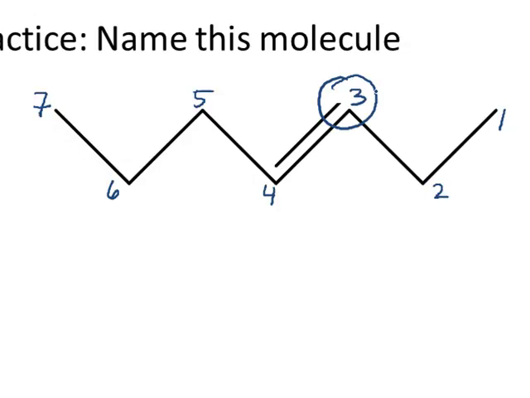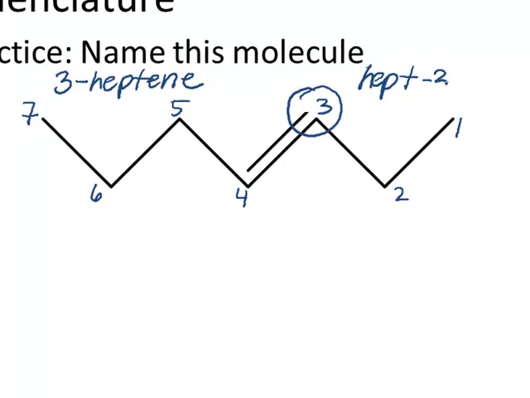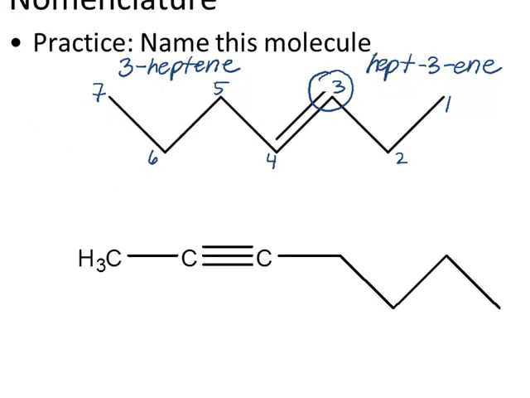And it's my choice how to actually write out the name. One option is to call this 3-heptene, the hept indicating that there are 7 carbons and the 3 indicating where the double bond starts. The other option, which is also good for full credit, is hept-3-ene.